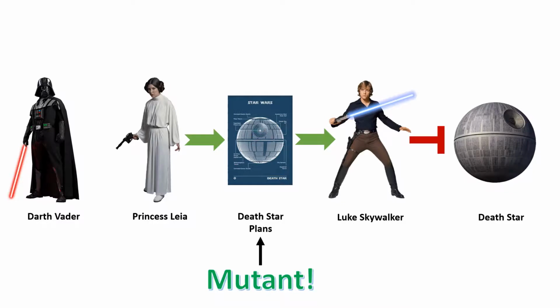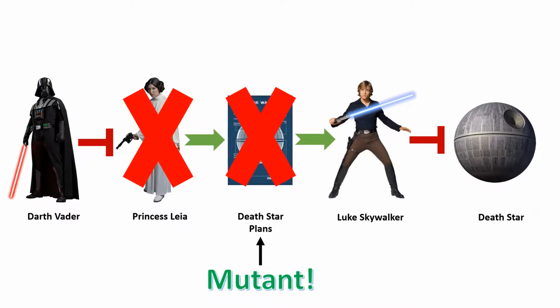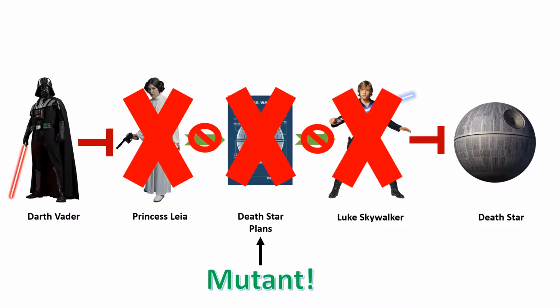If the gene for the Death Star plans was mutated, then Darth Vader would still be able to block Princess Leia, which doesn't really matter because the Death Star plan gene is mutated and can't be expressed anyways, which means that Luke Skywalker cannot be expressed, and so he's unable to block the Death Star.